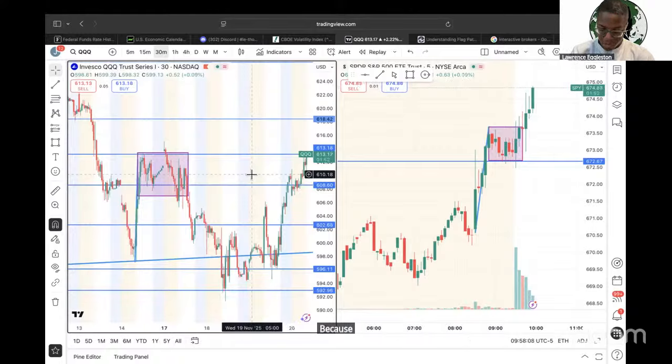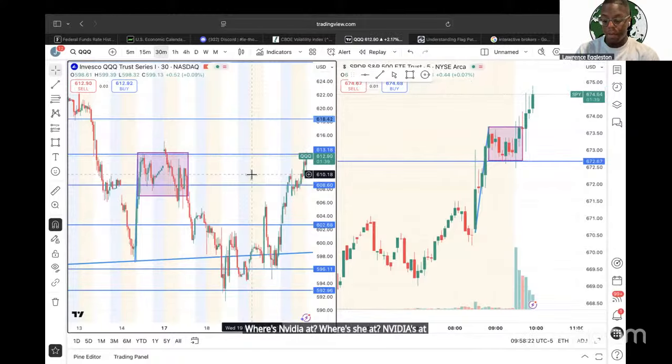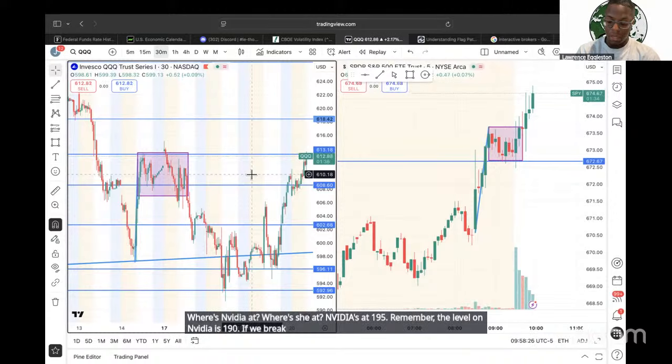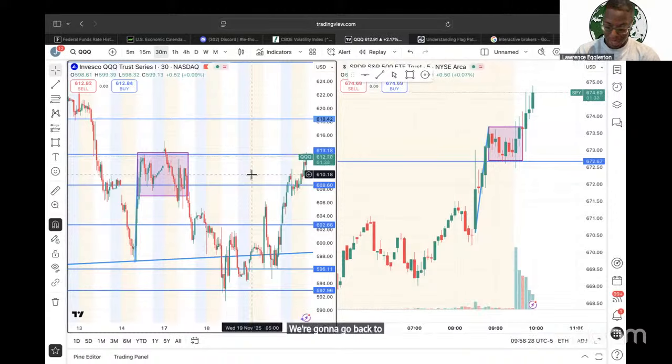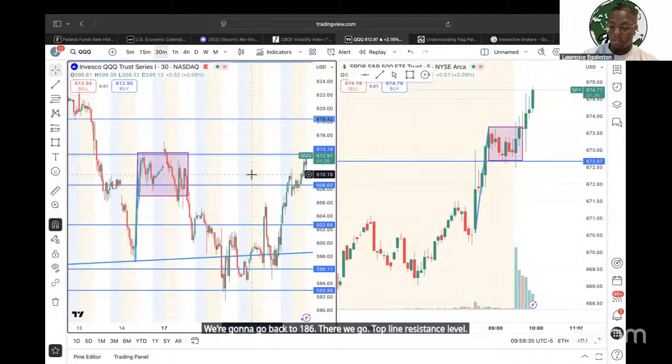Because if we are to, we're going to pull back and the market comes down. AMD is at 230. Where's Nvidia at? Nvidia is at 195. Remember, the level on Nvidia is 190. If we break underneath 190, we're going to go back to 186. So there we go. Top line resistance level here on the Qs, at the top of the trend.